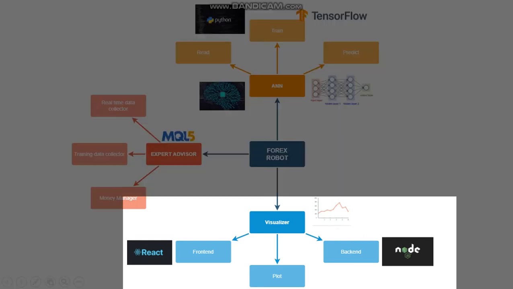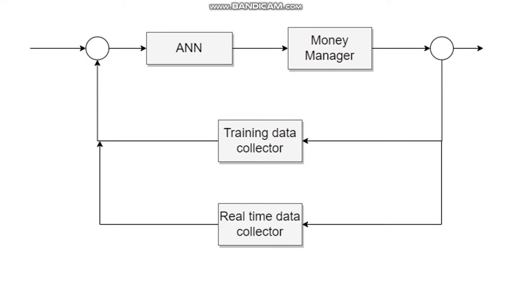The last part is the visualizer. This is a simple web application, with the front end made using React and the back end using Node.js. The Node.js part receives data from the expert advisor as well. The expert advisor also has a data plotter, which creates a CSV file that the Node.js backend can read. This is then sent to the React front end whenever a request is made. And this is basically how the system interacts.